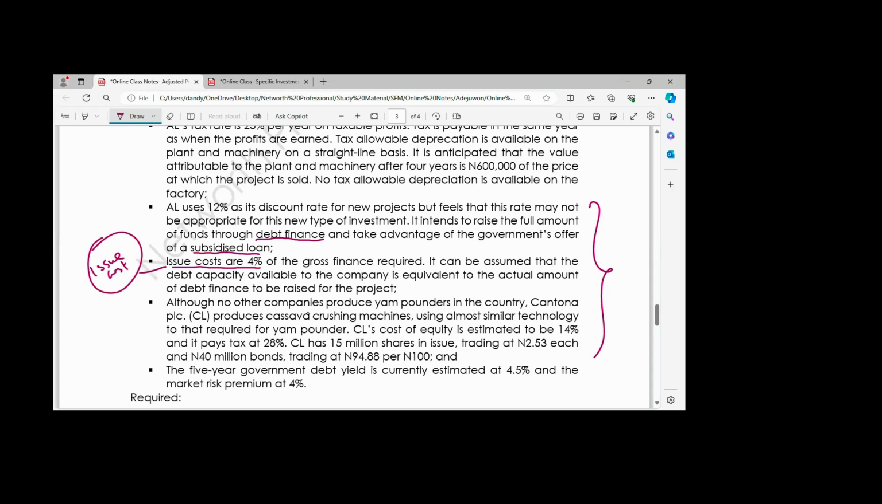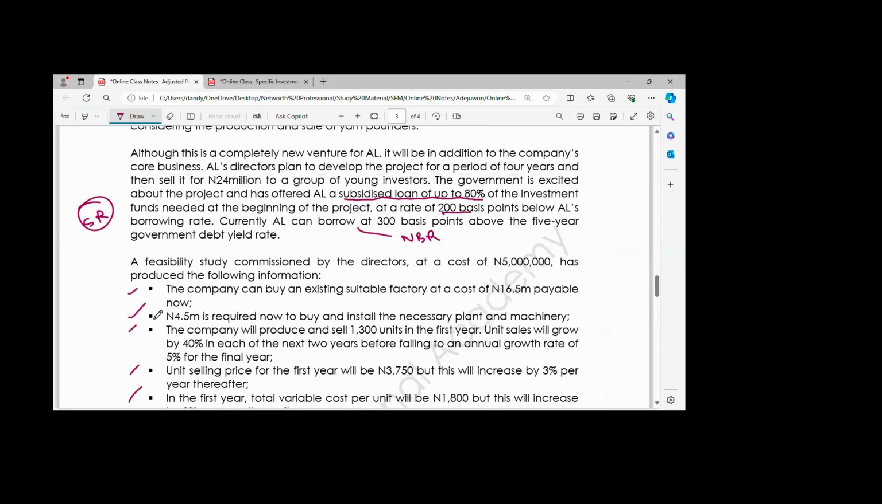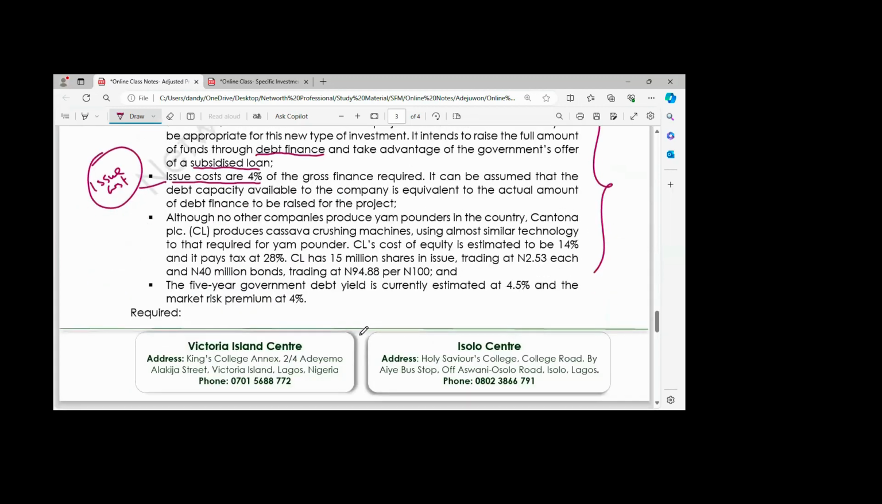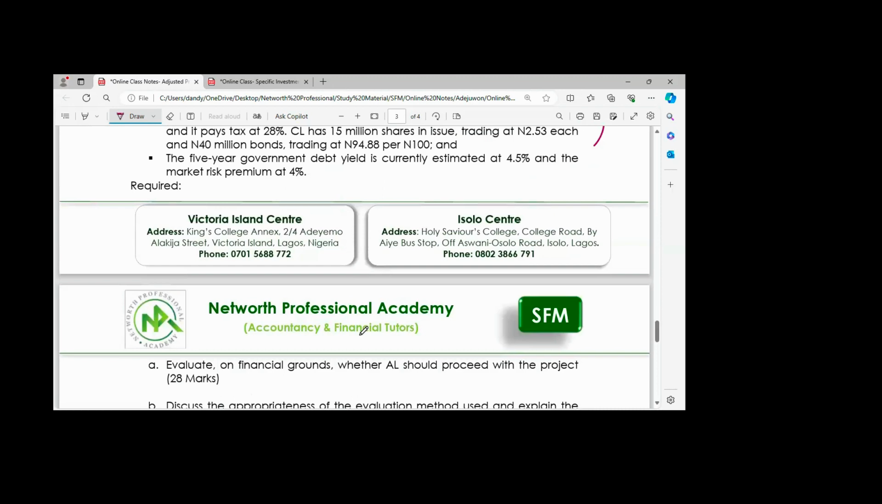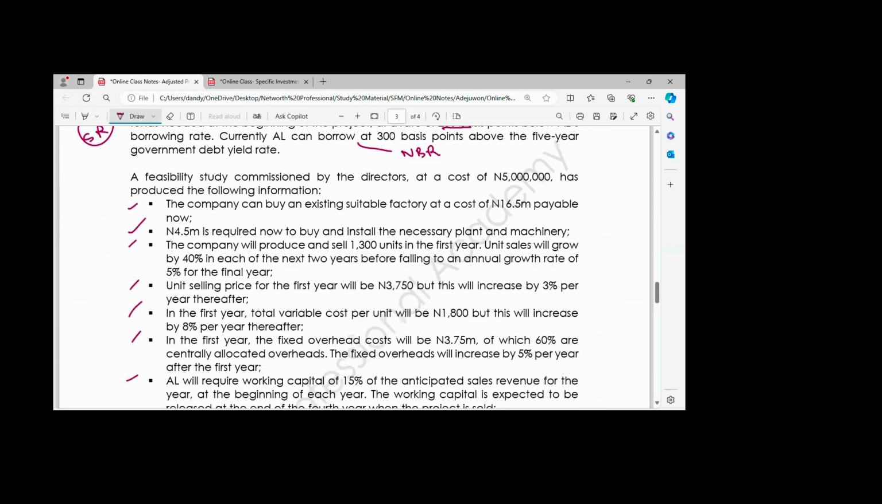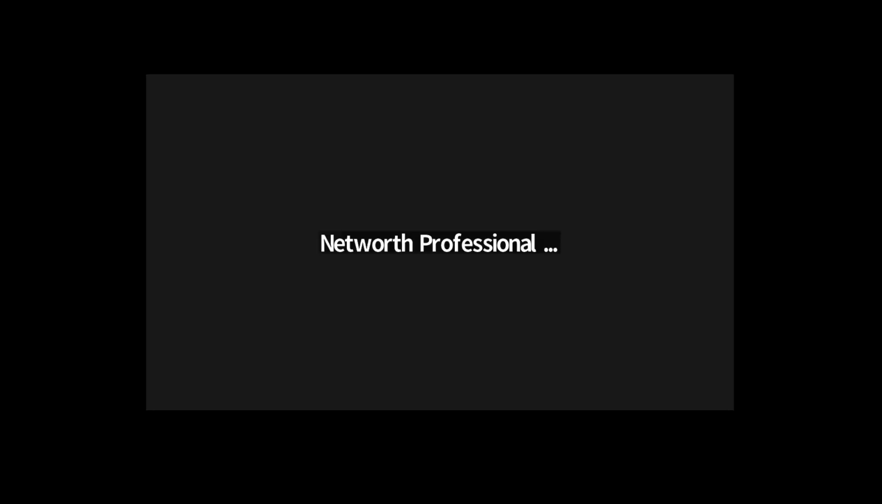Although no other companies produce yam pandas in the country, Cantona PLC produces cassava crushing machines. I don't need that information for calculating my PV of financing effects. So I've seen issue cost. I've seen subsidized loan. I've seen information on subsidy is here. Therefore, I don't need to be reading what we have read before. So all I need to do now is to calculate my PV of financing effects. So in that case, let me switch to the working notes.